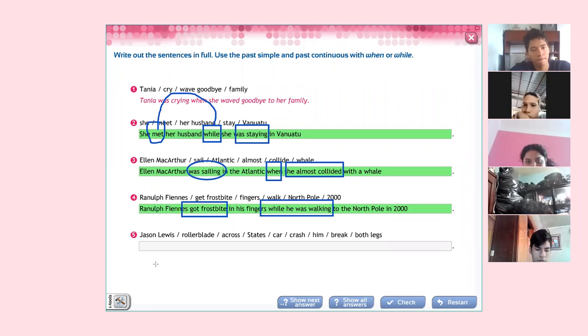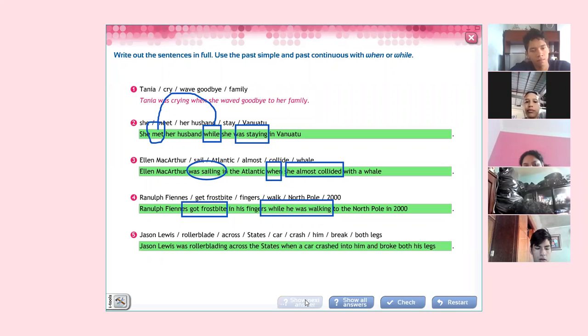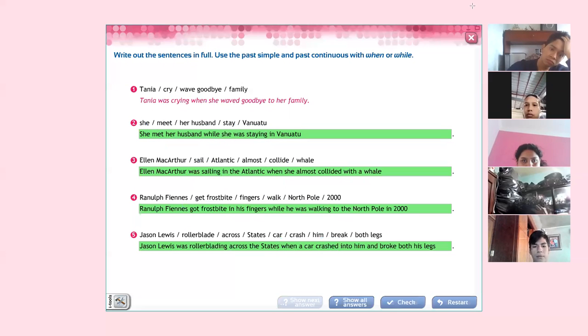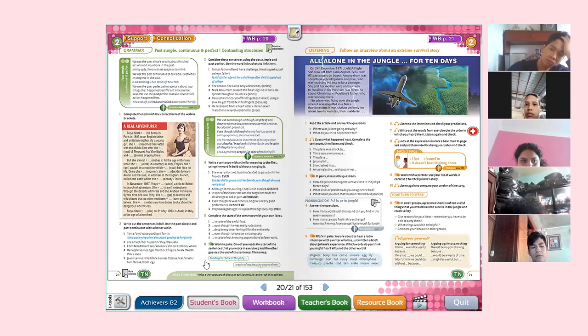Jason Lewis was rollerblading across the state when a car crashed into him and broke both his legs. When connects with the simple past, and obviously what is before, we're going to use the continuous form. Please correct the errors. In the video, you had that information, and obviously we were reinforcing today about these activities, okay? So here we have the information that you completed in your books.